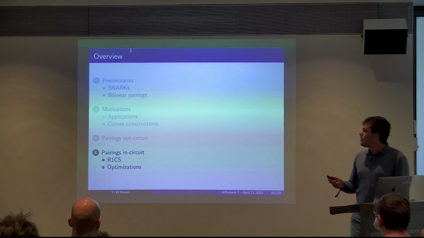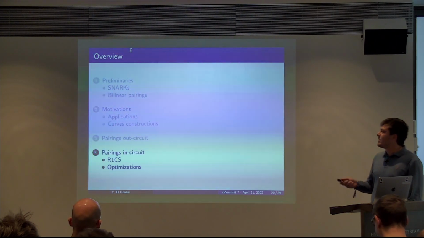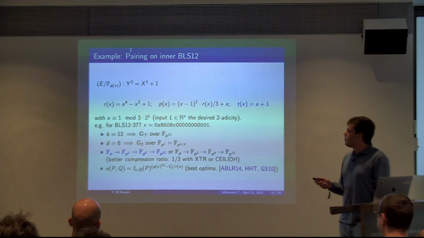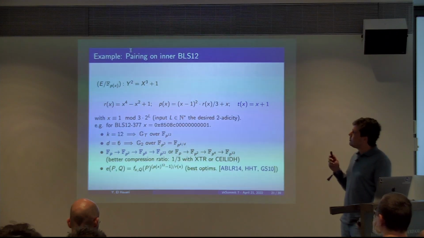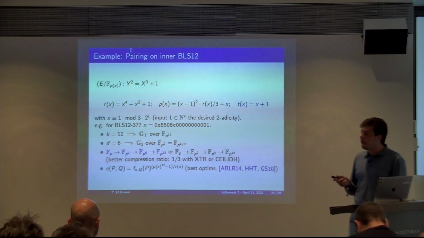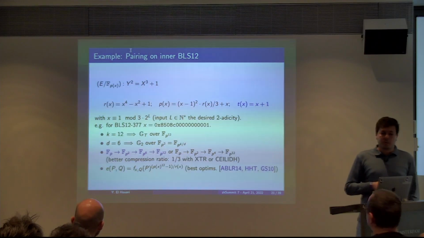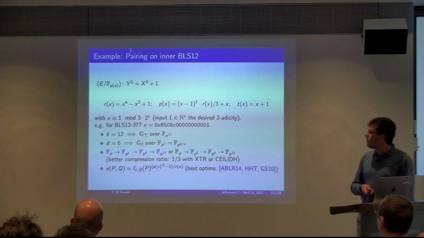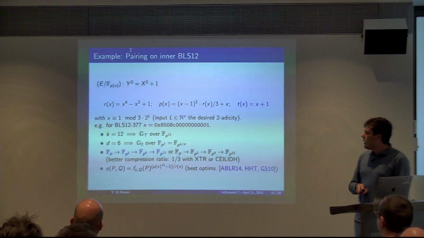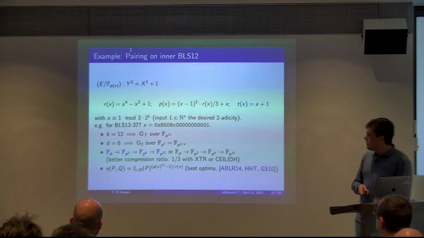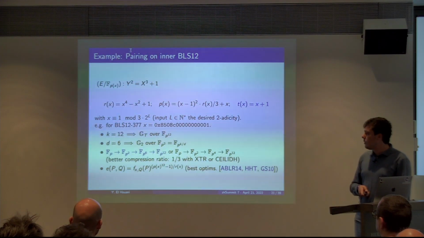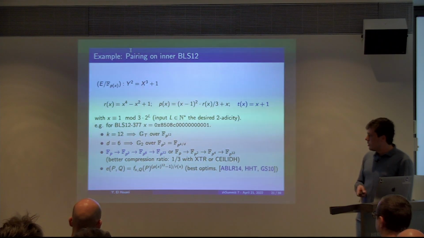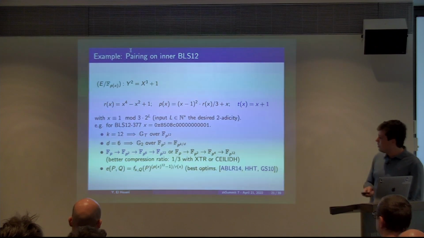It's only now that I will talk about our work. But it was necessary to introduce these techniques because we want to implement pairings for inner BLS12. Those curves are always of the form y squared equals x cubed plus 1. They are polynomial based, which means all the parameters are given in polynomials. So k is 12, d is 6, so GT is over Fp12, G2 is over Fp2, because you divide 12 by 6. And then you can choose any tower field construction you want.